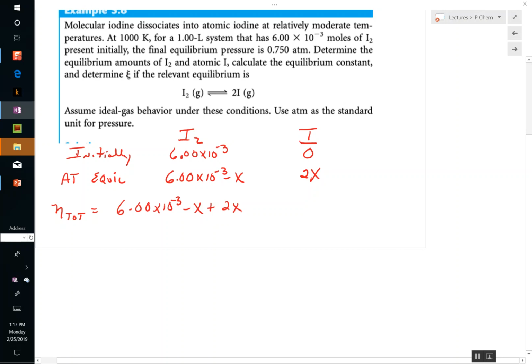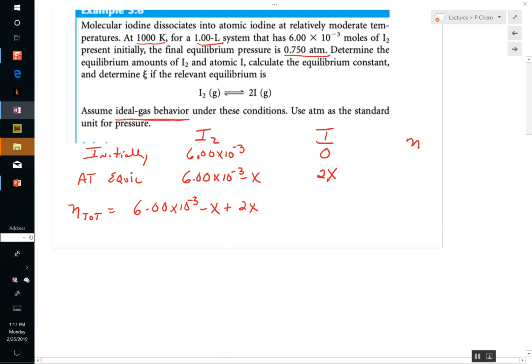And what is another equation we can write for the total moles at the end of the reaction? Assume ideal behavior. Pressure, temperature, and volume. Yeah, we're given temperature, we've got volume, we've got pressure. The ideal gas equation. Yeah, so N total is going to be PV over RT. Okay, why don't you work on this a little bit? Solve for X.